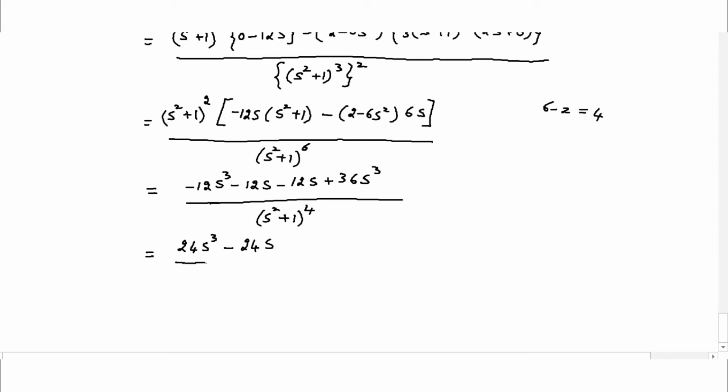It is whole divided by the denominator as it is, that is s square plus 1 whole power of 4. Further, if you observe the numerator, I can take 24s common outside. So you will be left inside with a s square value over here and minus 1 value. It is whole divided by the denominator as it is, that is s square plus 1 whole power of 4.